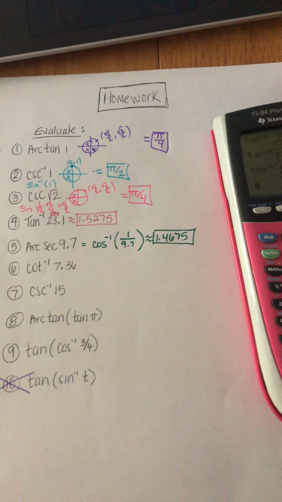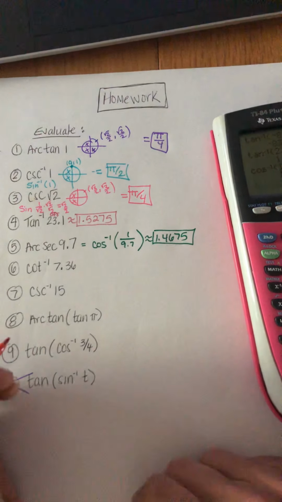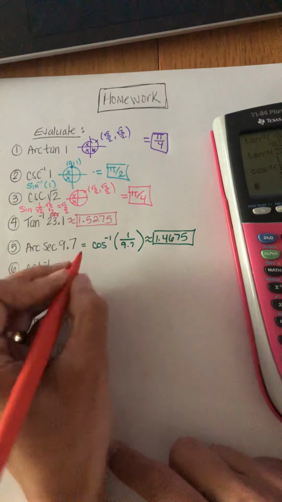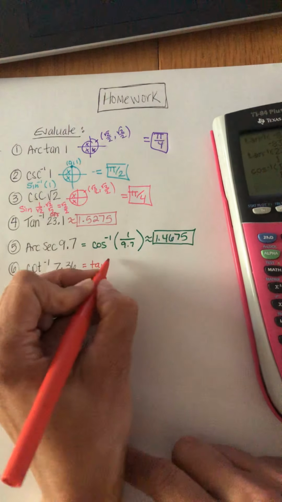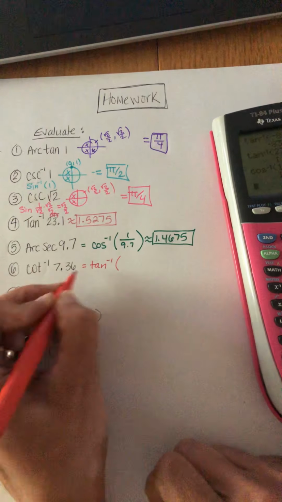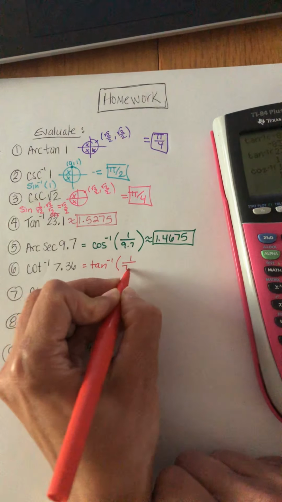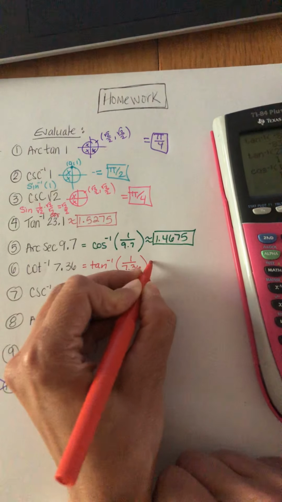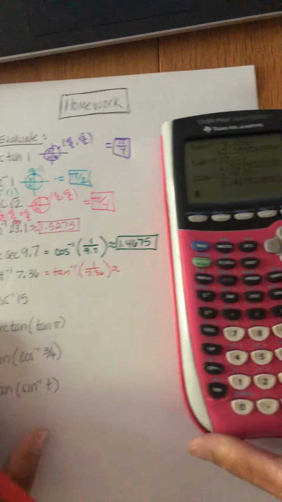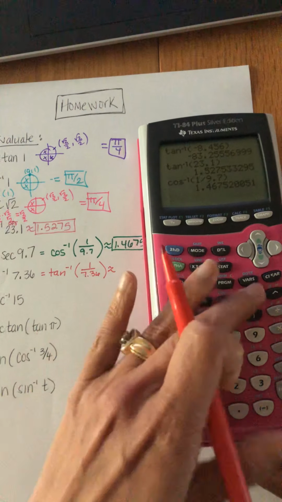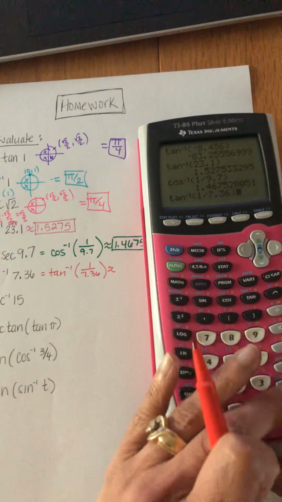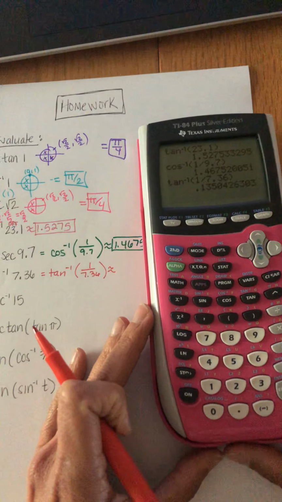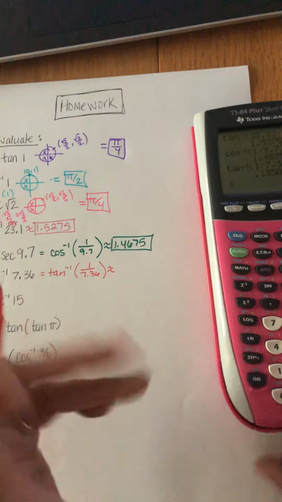Okay. Number 6, the cotangent inverse of 7.36. Well, remember, we don't have a cotangent button, so we have to use tangent because that's the reciprocal of cotangent. So tangent inverse, and we have to invert the 7.36, so put 1 over 7.36, and we'll type that into our calculator. So tangent inverse of 1 divided by 7.36 is 0.1350.